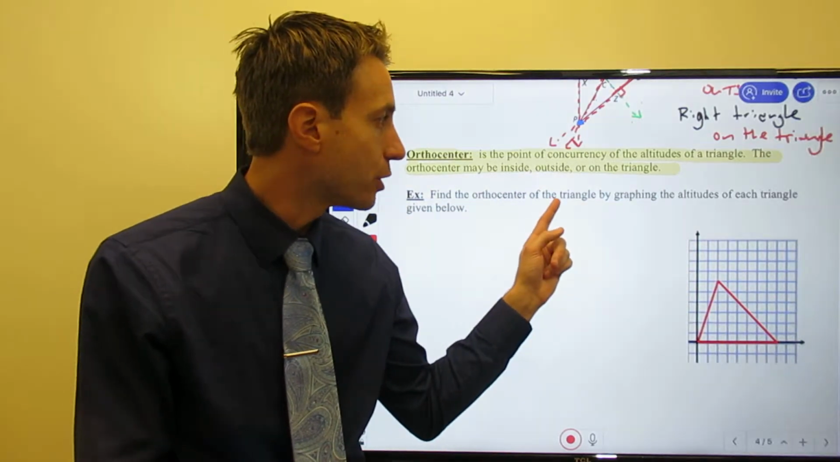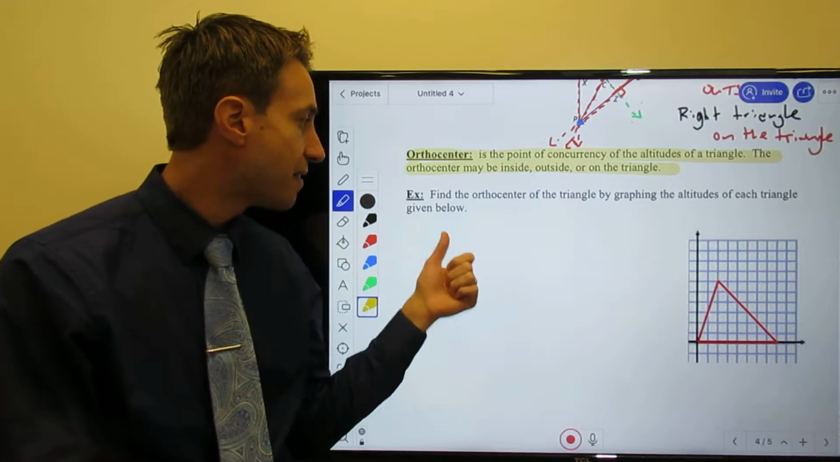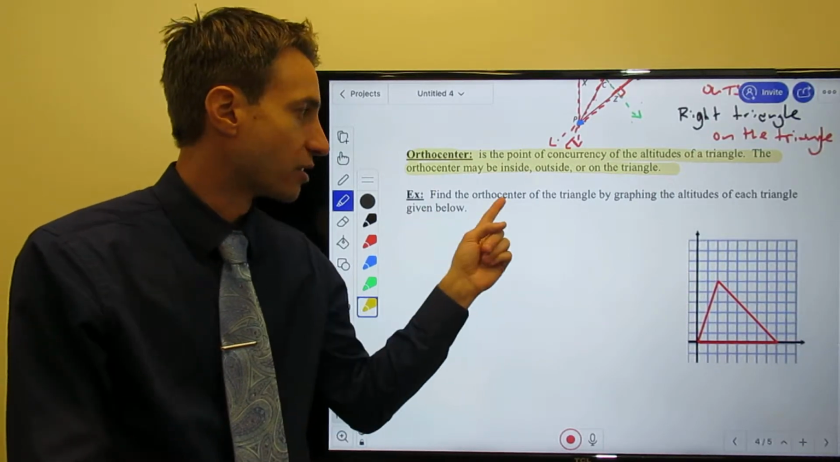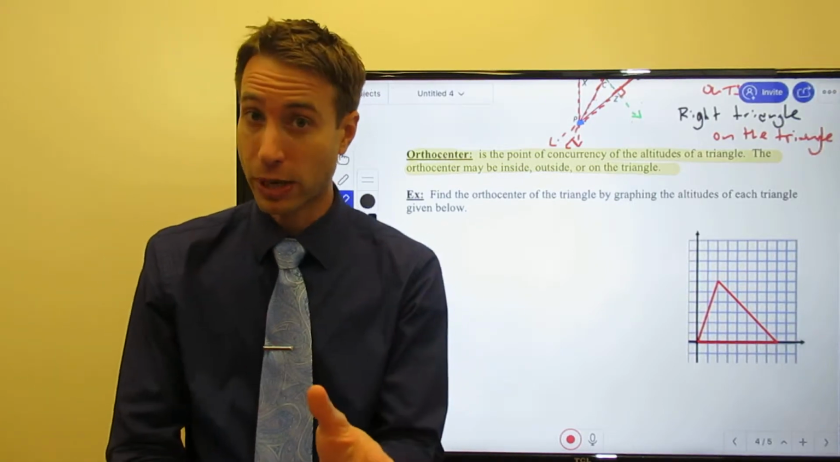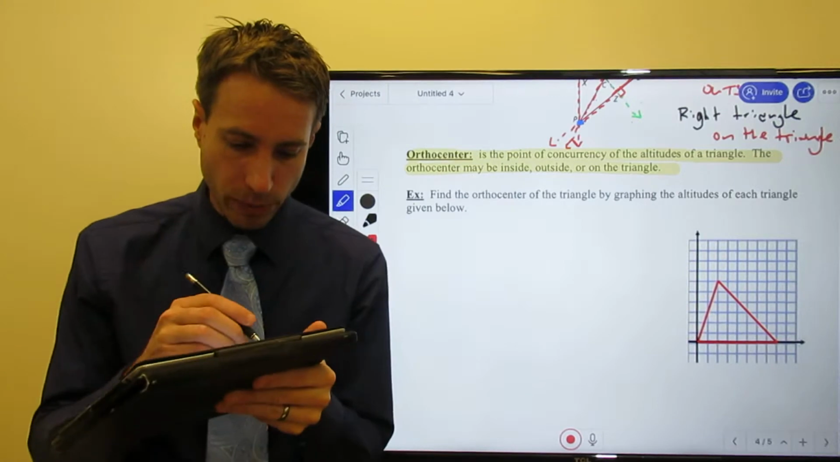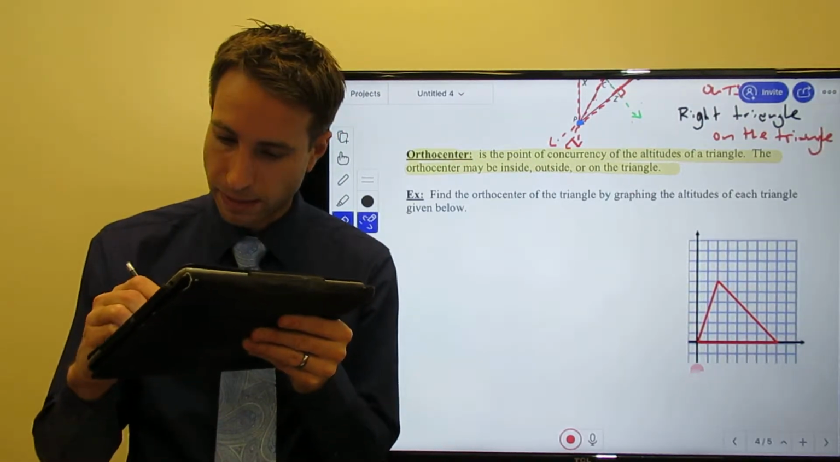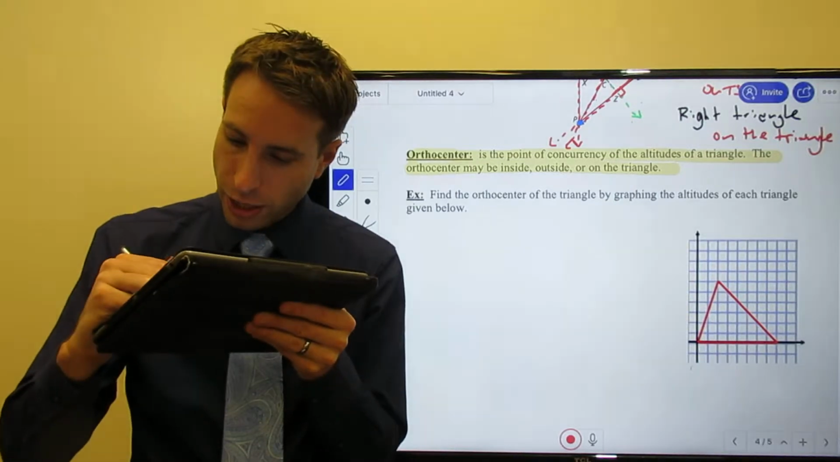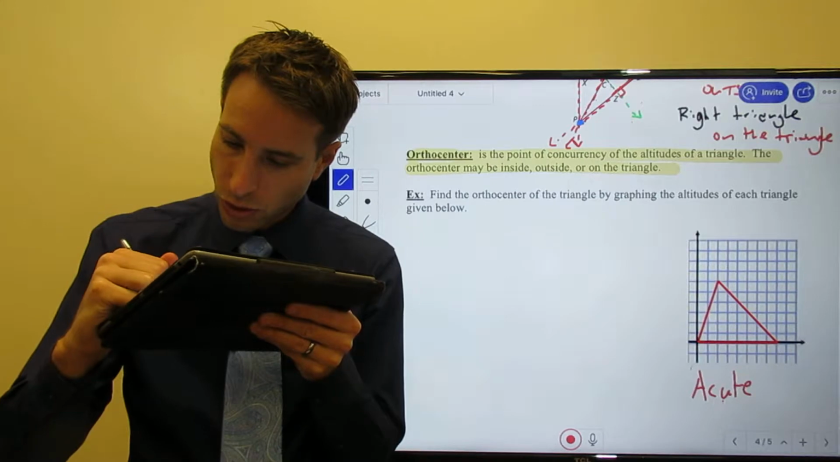Let's try a couple of these. I have given you a triangle, and I just want you to go ahead, graph the altitudes, and then let me know where the orthocenter is. Find the orthocenter by graphing the altitudes. Well, I take a real quick look at it. All of those angles are acute, which means I have an acute triangle.